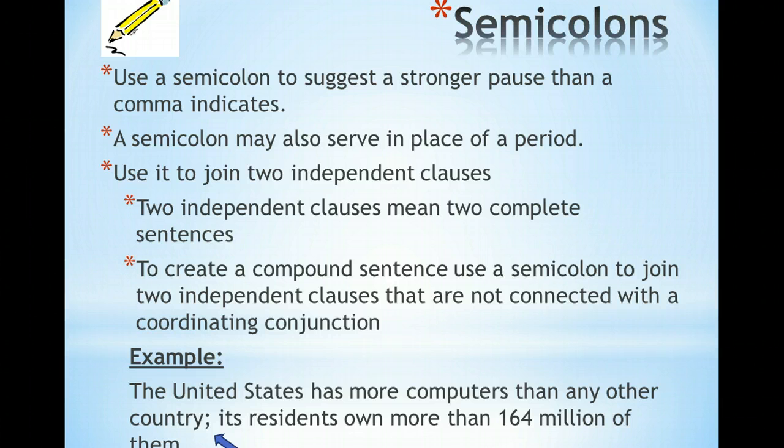My house definitely contributes to that. I don't know about you, but I have a couple of computers at home too. All right, so moving on.